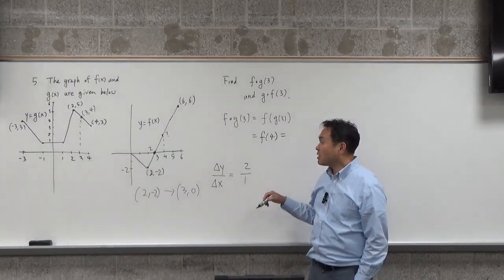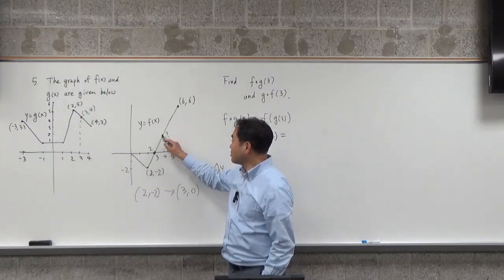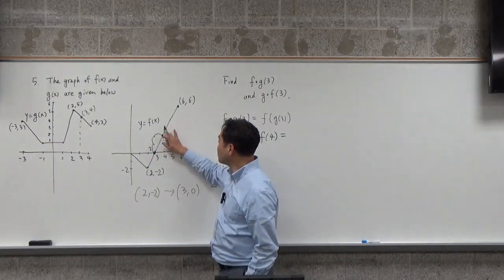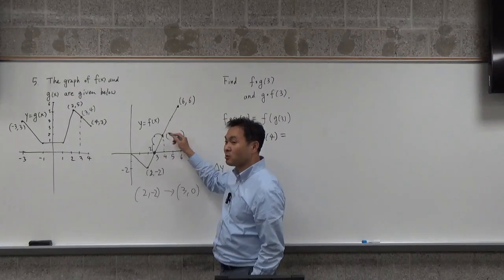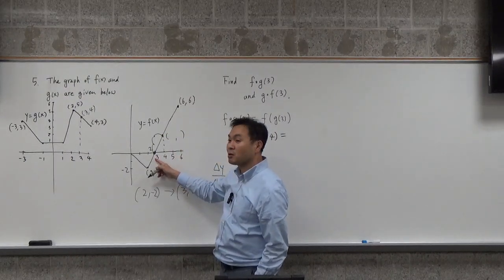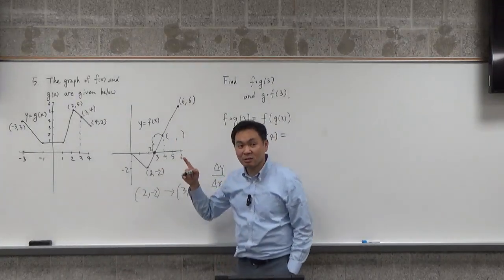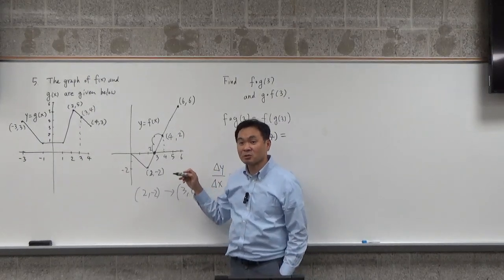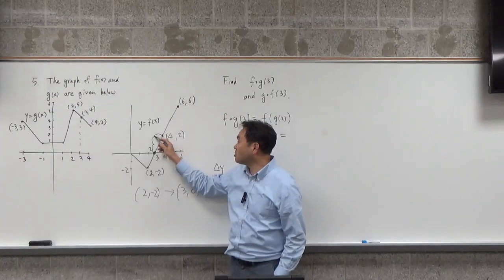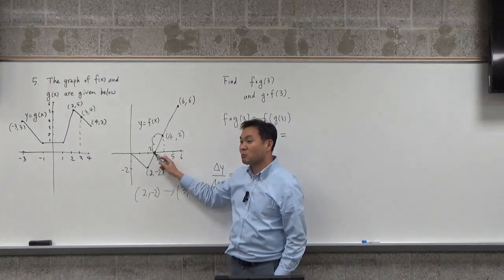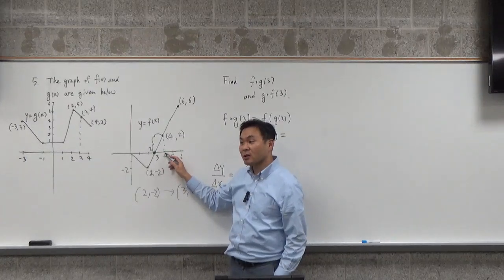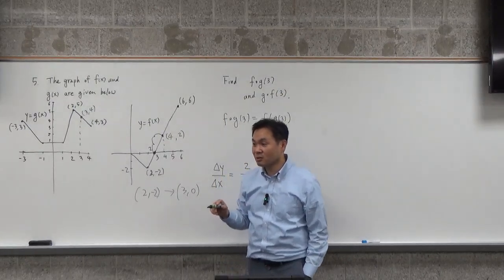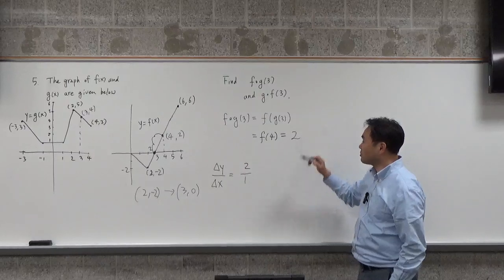Now that means if you want to know this next point, you just have to do it again. You rise by 2 and run by 1. If you rose by 2 and run by 1 from 3 comma 0, what is the new coordinate? It's 4 comma 2. Since it was 3 before, if you run by 1, it will be at 4, and you go up by 2, so the y coordinate is 2. So f of 4 is 2.